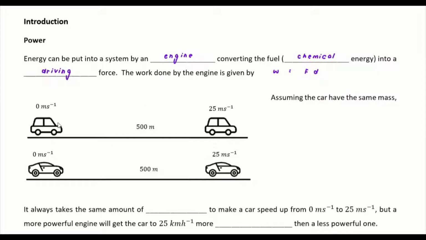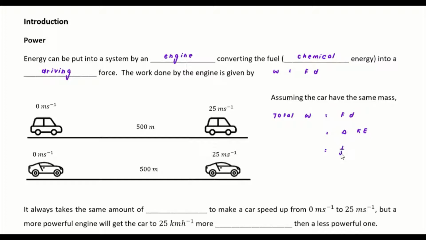So you can imagine that there are two types of car. We assume that the cars have the same mass. The cars travel 500 meters each, and their initial velocity and final velocity are the same. If we try to find out the total work done in this journey, we normally find total work done by using F times d, right? In this case, we do not have the driving force, but we have the initial and the final velocity. Then we know that total work done is equal to the change in the kinetic energy as well.